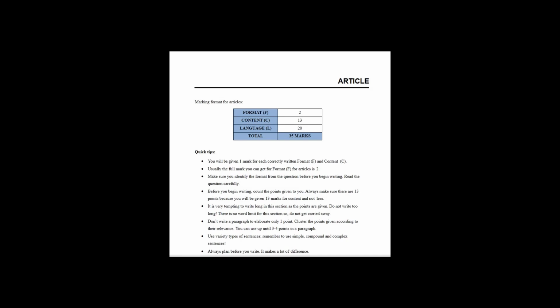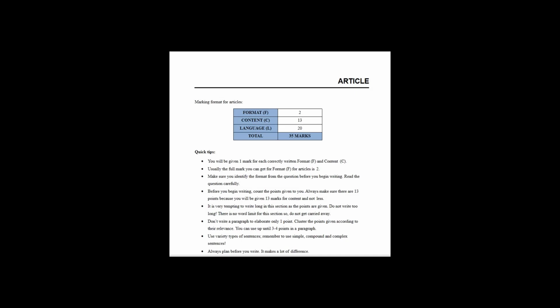Let's look at number 2. Usually the full mark you can get for format for articles is 2 only. For 2 marks only given. Maximum is 3, but for article you will get 2 marks for format.